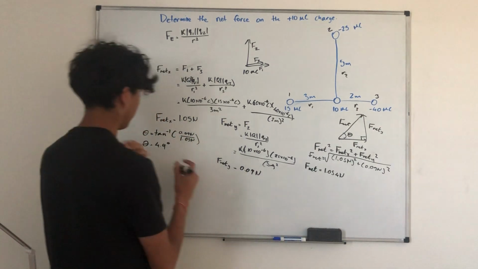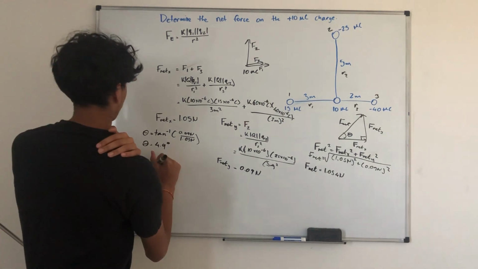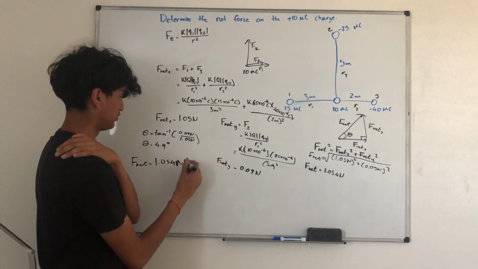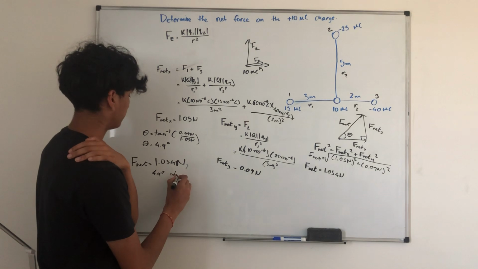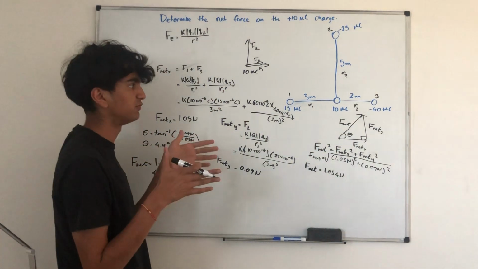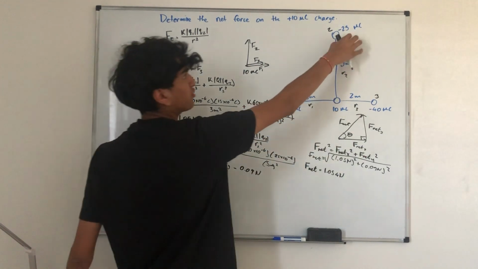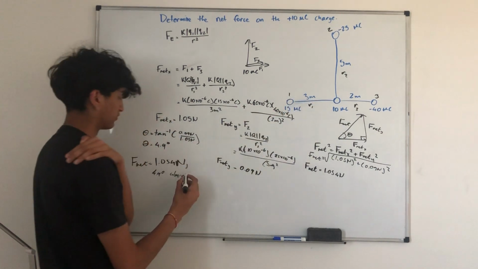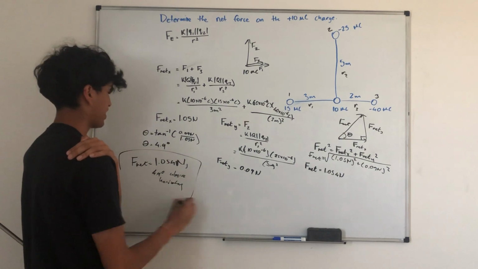So my final answer: F net is equal to 1.054 newtons at an angle of 4.9 degrees above horizontal, because I found it above the horizontal. And this number once again makes sense because your force is not going to be angled up that much, since this charge is creating a weak force on the 10 microcoulomb. So hopefully this makes sense. I'm just going to finish it like that.